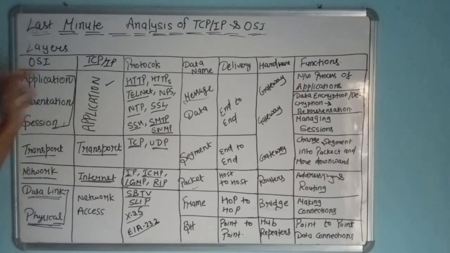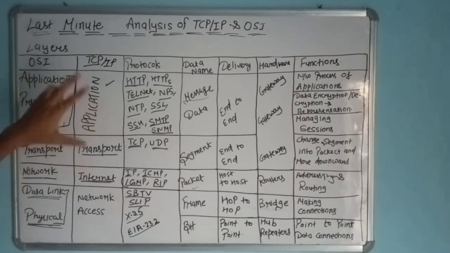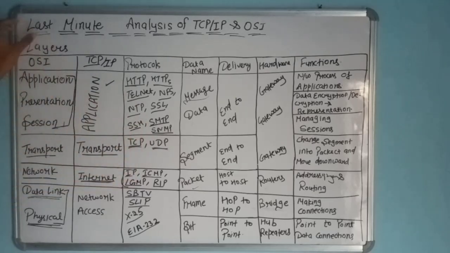Now this is all about the TCP/IP and OSI model. This is the last minute tutorial, and these are very important points related to the OSI and TCP/IP model. You can easily analyze these points and grasp all of them deeply and in very little time.